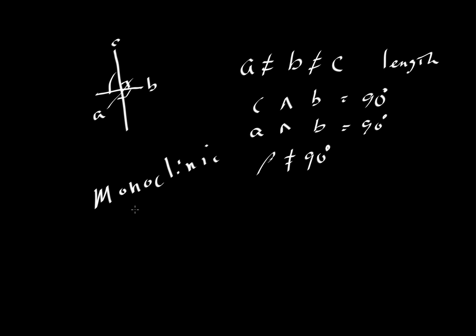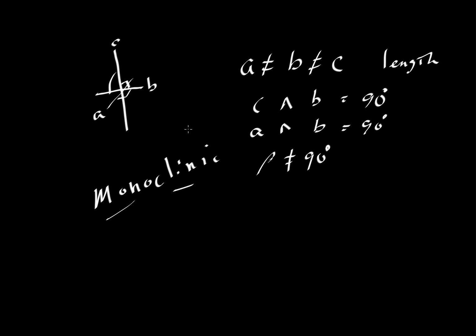And you could break this up into its Greek roots. Mono means one, clinic, that's from cline or incline. So there is a single axis, in this case the A axis, that is inclined. And that is the only one that's inclined here. The B and C are perpendicular to one another, and so are A and B. And then none of them are equal in length.